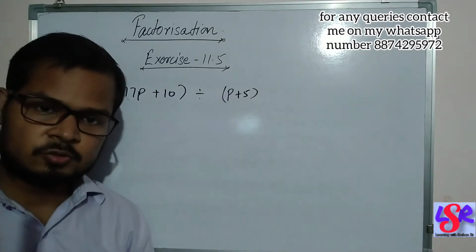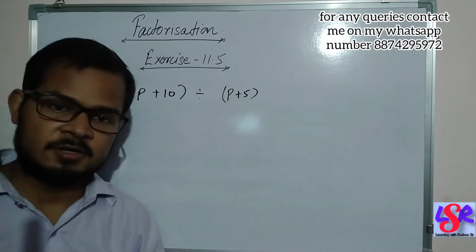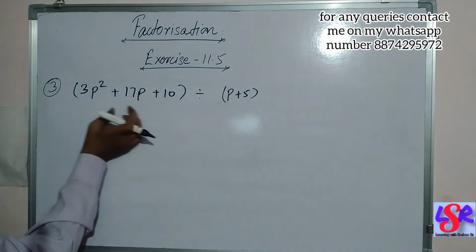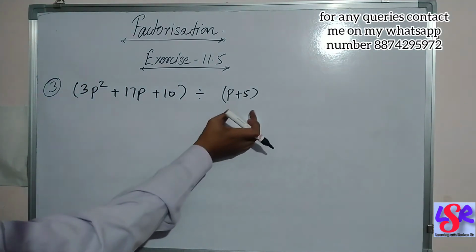Now let's go with question number 3, second part. And here we are having 3p square plus 17p plus 10 divided by p plus 5.